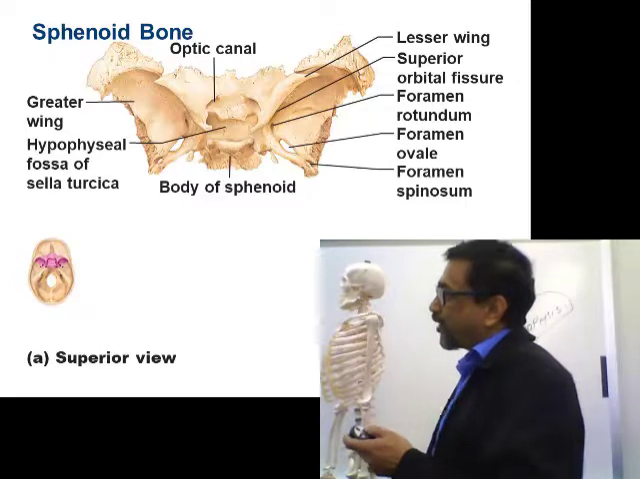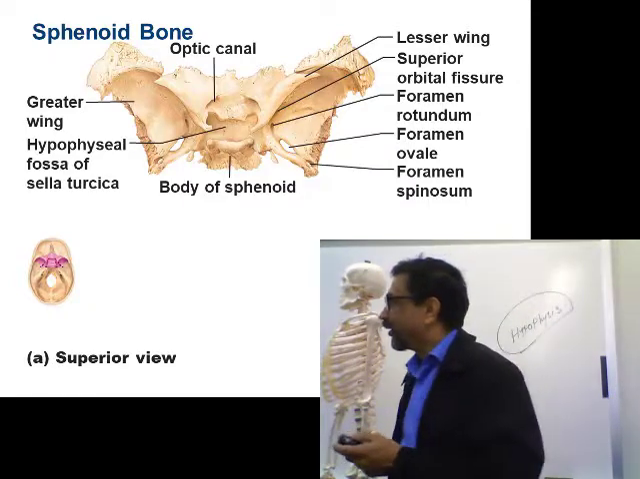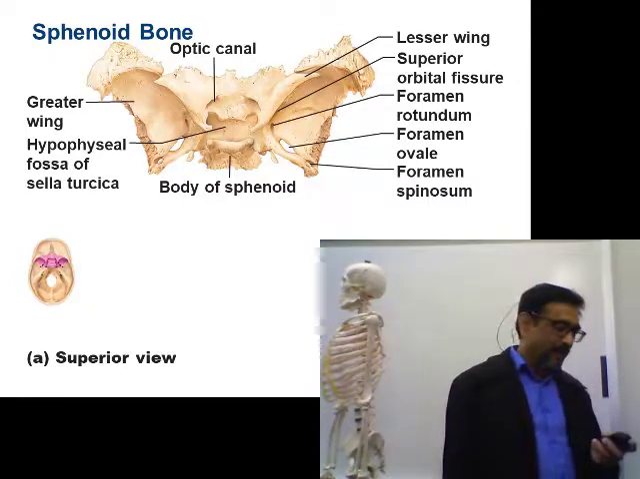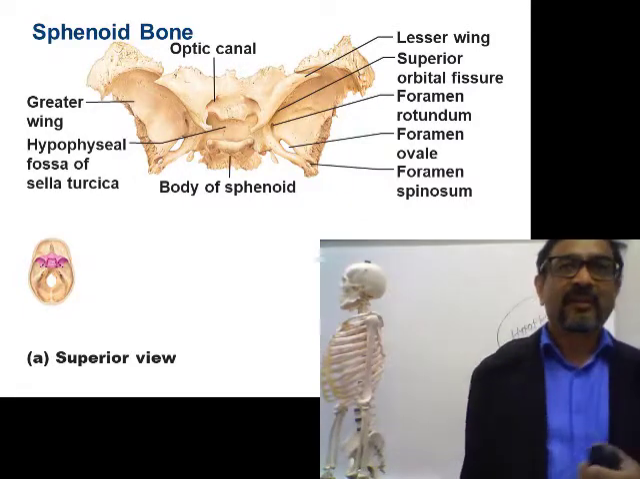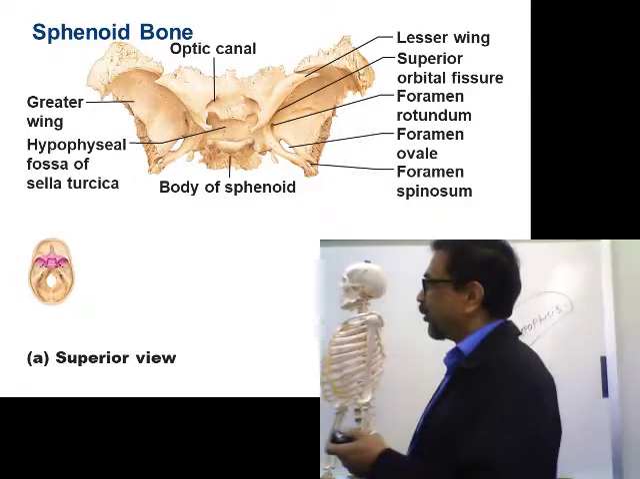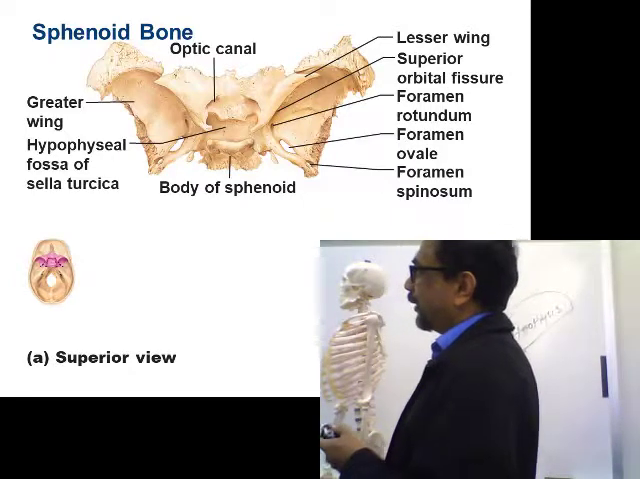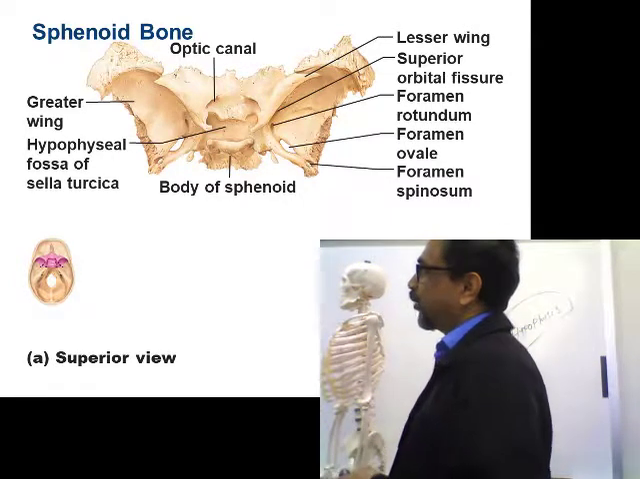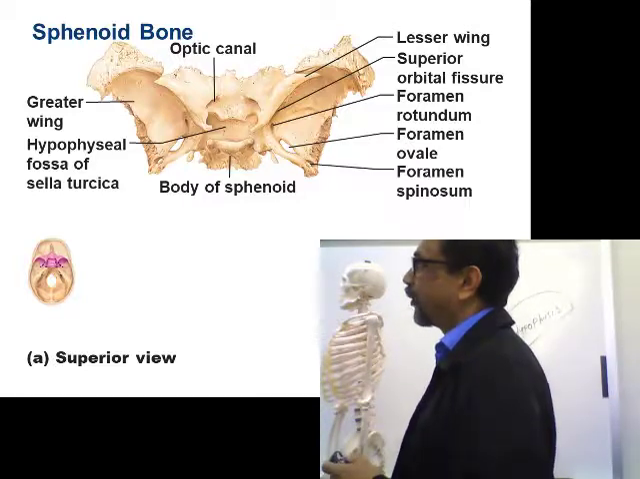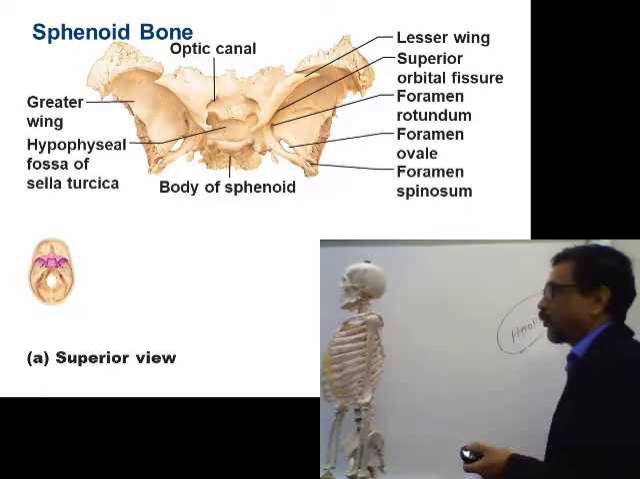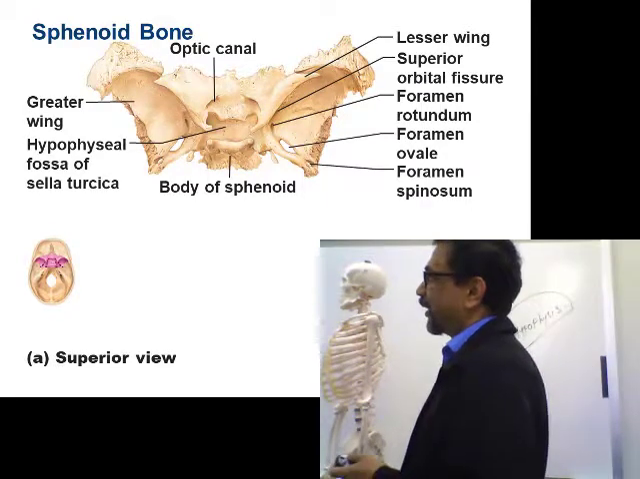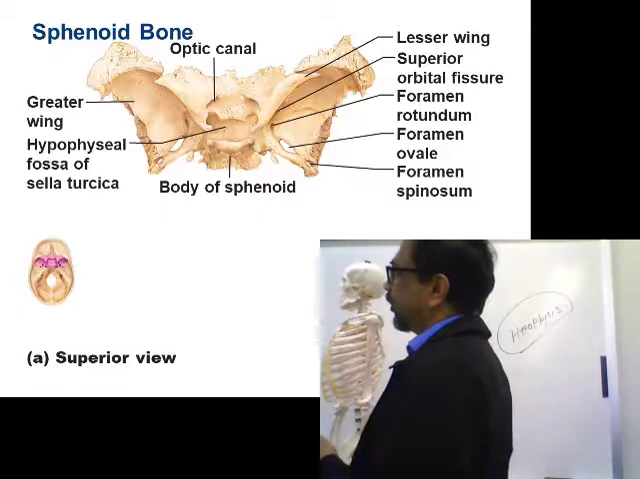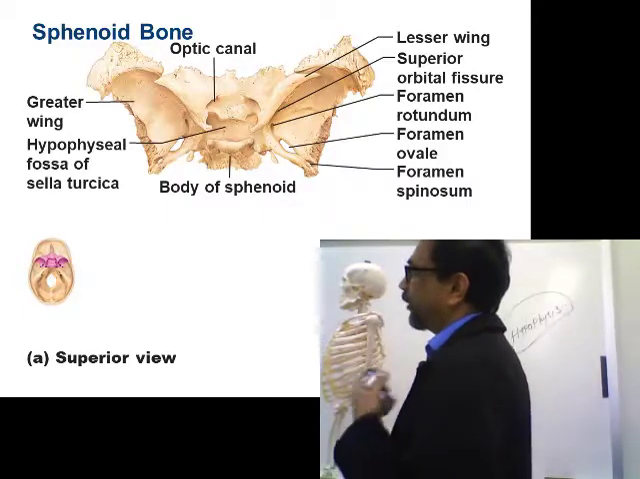In the back part of the greater wing, you will find foramen oval, oval shaped foramen. That's why called the foramen oval. And so this bone has a body and 2 pairs of wings and one fossa, important fossa, hypophyseal, and just optic canal and foramen oval. If you just know those, should be fine.